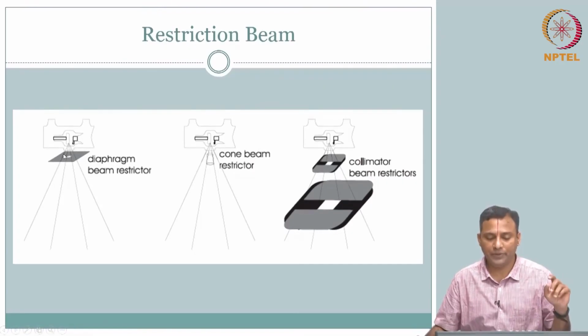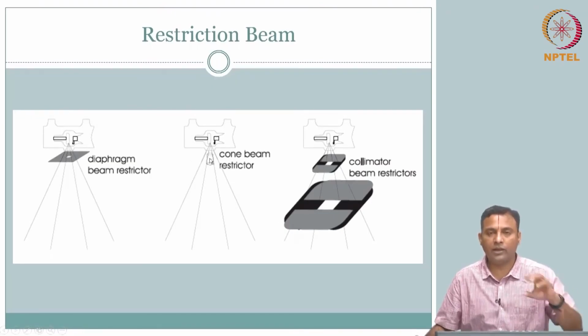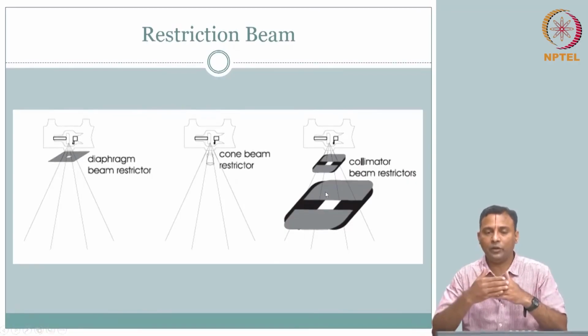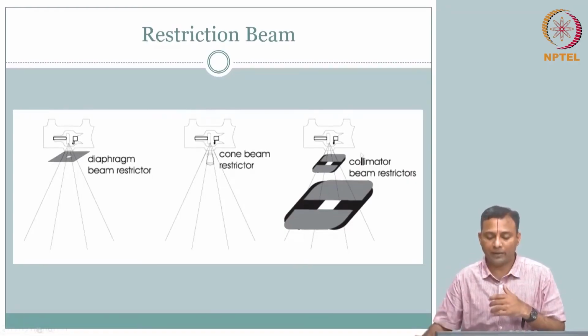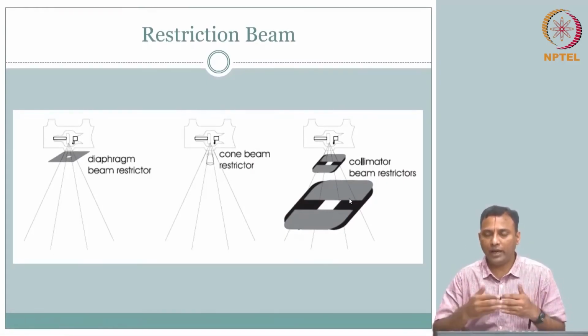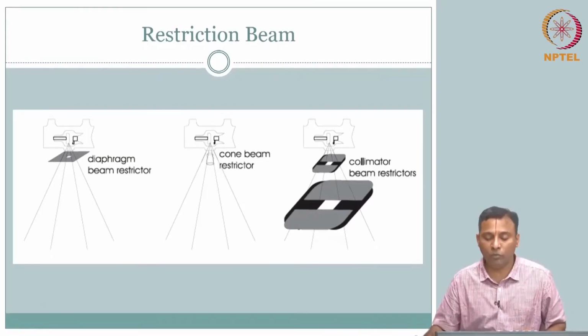It's very custom. Likewise, you could have a cone beam restrictor, so you could have a cone shaped one, and you can move this front or back. So it has some advantage compared to the diaphragm, but still the most popular one is your collimator beam restrictor. You have two of them, so you can adjust the slit size, the opening, and you can also adjust the front and back, so that you can change the field of view in a more flexible fashion.